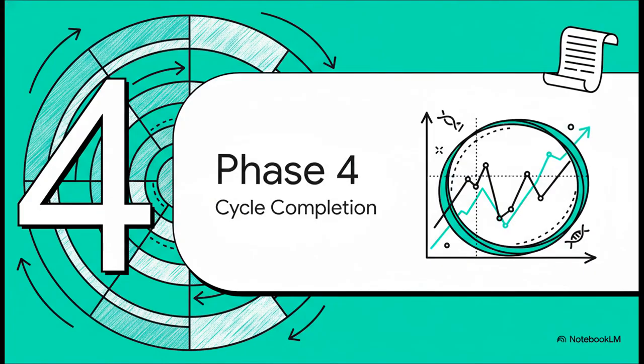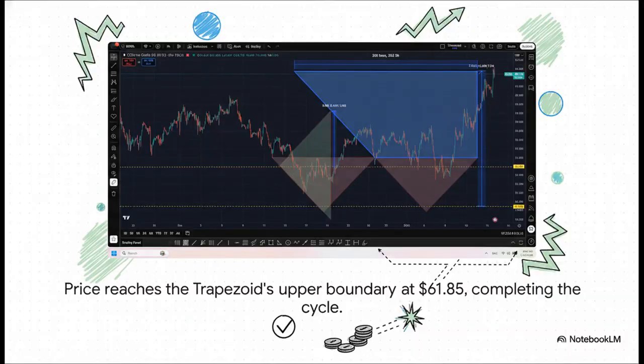And that brings us to the grand finale, phase 4, cycle completion. This is where we see if the price reaches its final, designated destination, the one defined by the model's geometry right at the start. And here it is, the final snapshot. On January 14th, 2026, the price is recorded hitting $61.85. That's the upper boundary of the trapezoid. The moment that happened, this entire market DNA cycle was officially documented as complete.